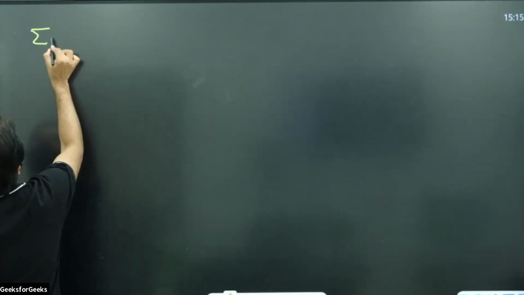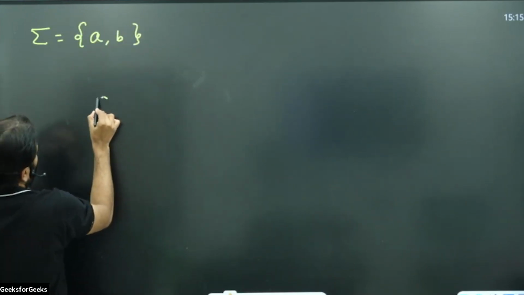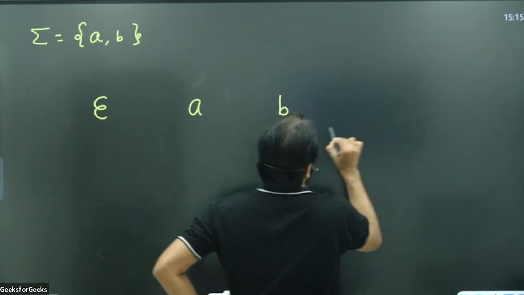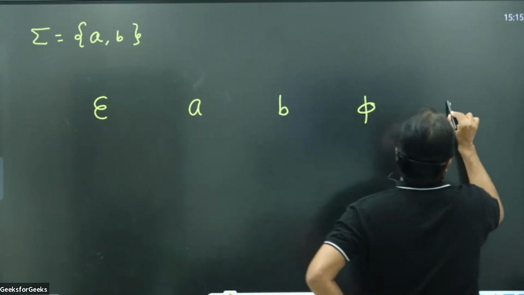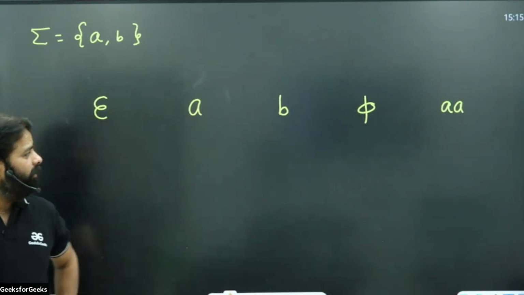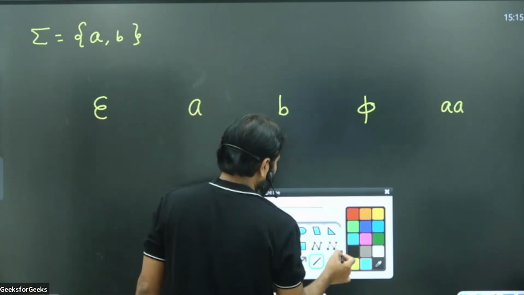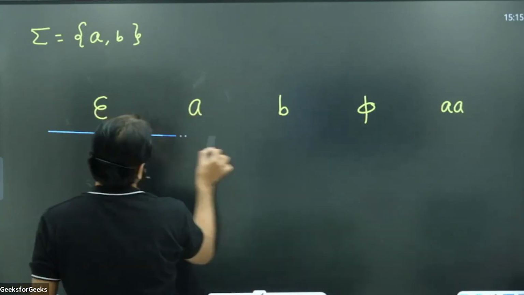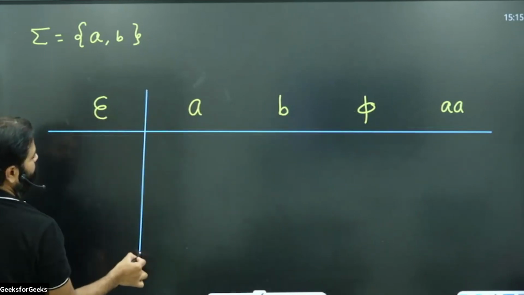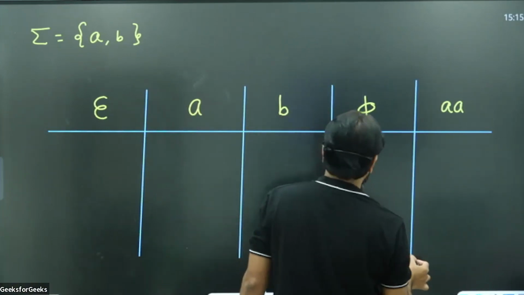Let's say sigma is equal to {A, B}. For this, I will write some of the important points. Okay. Epsilon, A, B, pi, W. I want you to understand each one carefully. Okay. Not easy sometimes.